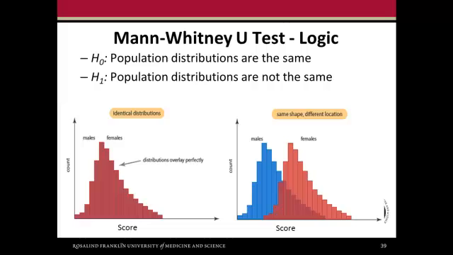However, for the logic of the Mann-Whitney U test, keep in mind that we're looking at the population distributions and we're looking at ranks. So it's where those ranks are falling out. That's key.